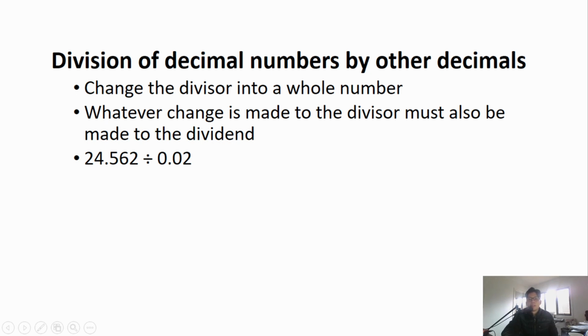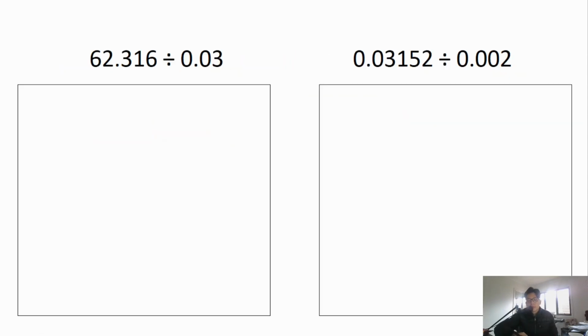So when we do this, we need to start off by changing the divisor into a whole number, and whatever change is made to the divisor must also be made to the dividend. Alright, this will make more sense in the next slides when we go through some of the questions. So let's start off with the question on the left.